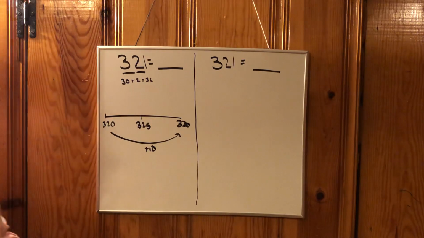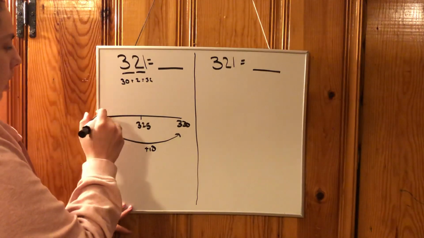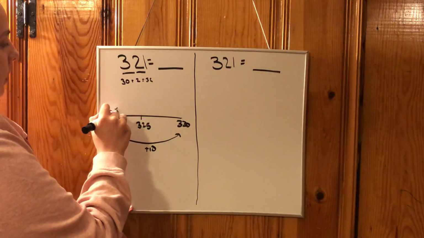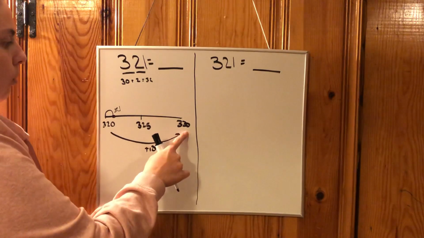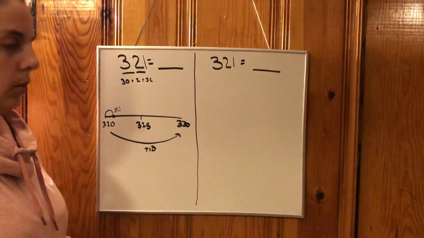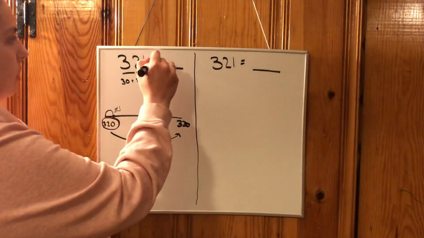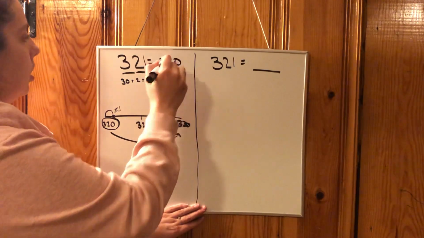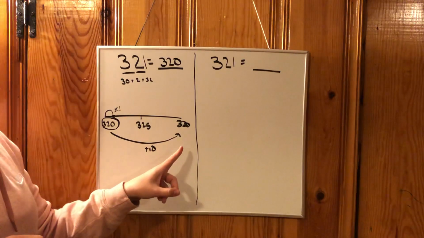Now we can put 321 on our number line and find out where it belongs and what it is closest to. 320, 321 is right about there. So what is it closest to? Is it closest to 320 or 330? It is closest to 320. So we would say that 321 rounds to 320 because it is closer to 320 than it is to 330.